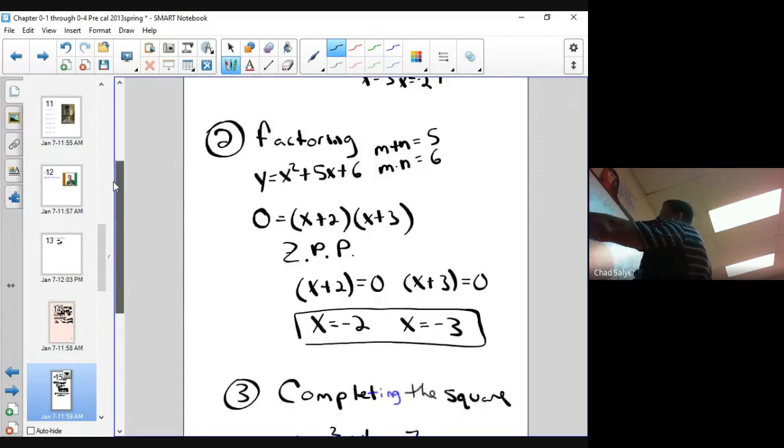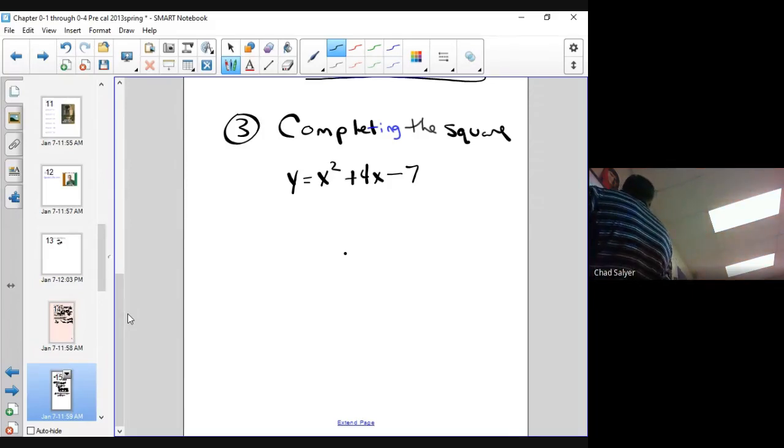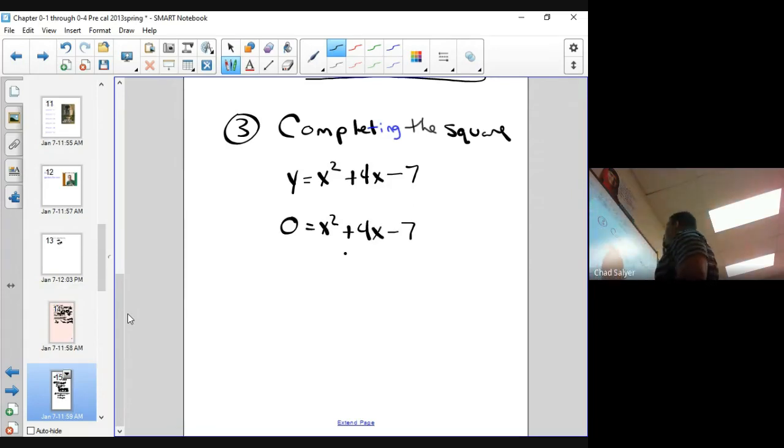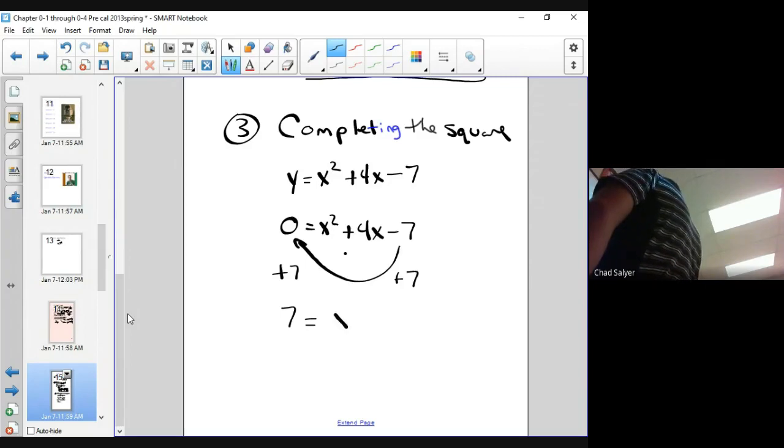Now that's one advantage. The first two methods will not find imaginary solutions, but completing the square and then the fourth method I'm going to show you will. All right, so the first thing you want to do is set y equal to 0, because we're interested where y is 0. That's the x-intercept. And now we want to take this constant term and move it over to the other side of the equation. So if I add 7 to each side, that's going to give me 7 equals x squared plus 4x.